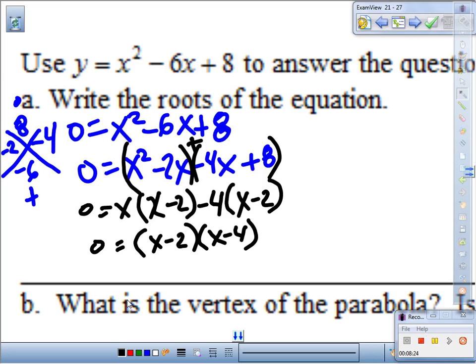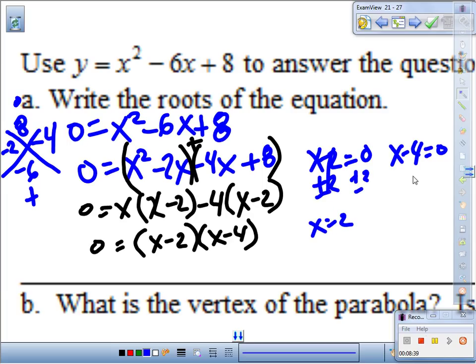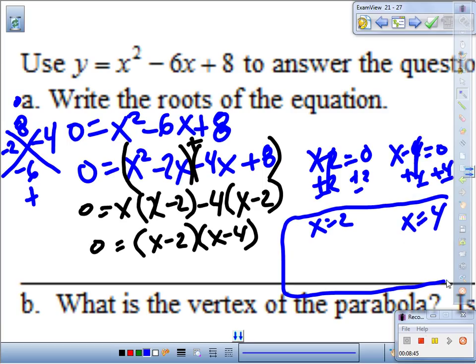So next step, everyone. You're done with ZPP, yes. x minus 2 equal to 0. x minus 4 equal to 0, and it's solved. Plus 2, plus 2. x equals 2. Plus 4, plus 4. x equals 4. You box them, and what are we going to write here? What are they asking us for? The roots, so you write roots.